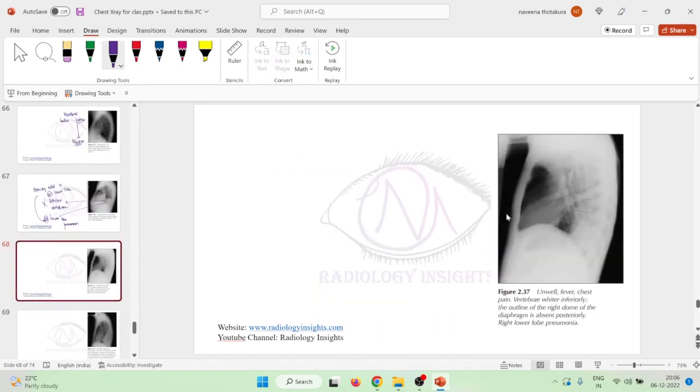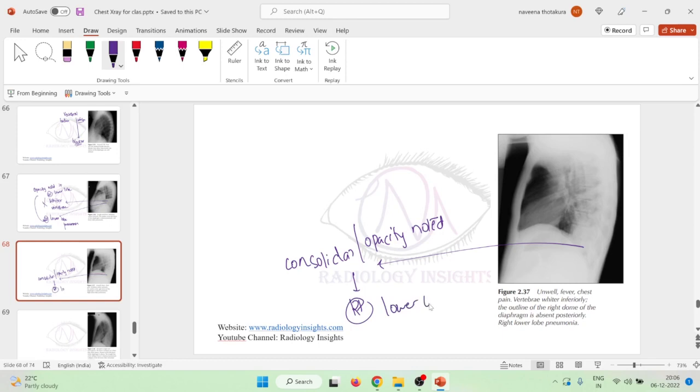Then, this is one more picture of a patient. Here, the vertebrae are again whiter. So here again there is a consolidation or opacity noted at the right dome of diaphragm, and thus it is called right lower lobe pneumonia.